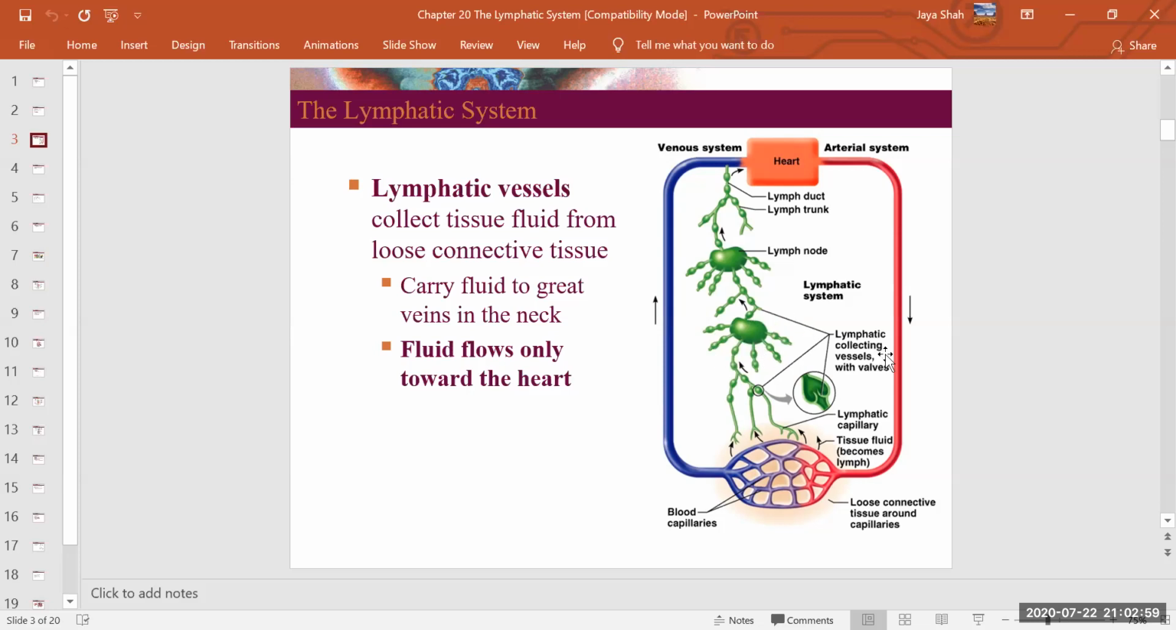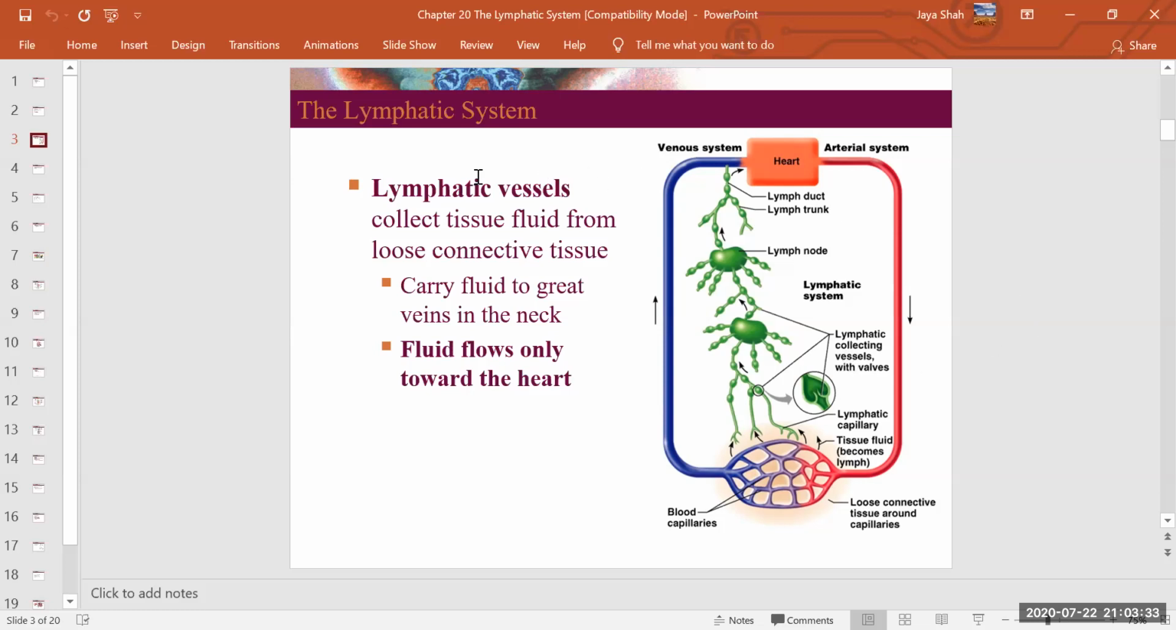Then from the lymph node, it passes to the lymphatic trunk, and there are several trunks in the body. Then lymphatic trunks join the largest lymphatic vessels called the lymphatic duct, and this lymphatic duct joins into the veins nearby, the external and internal jugular veins. Okay, that's how the tissue fluid returns back to the cardiovascular system. Okay, this is called together the circulatory system.